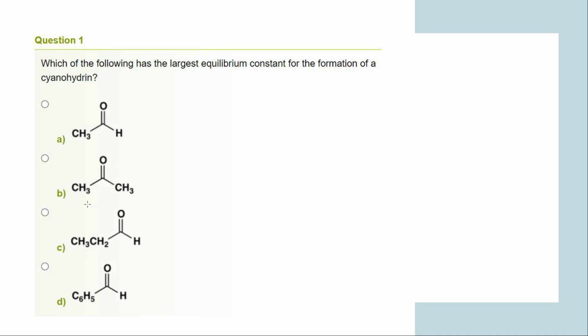Option C is carrying one ethyl alkyl chain, which is definitely more electron donating as compared to option A. So if we have to find out the most reactive, that means the least electron rich carbonyl, option C can also be eliminated.